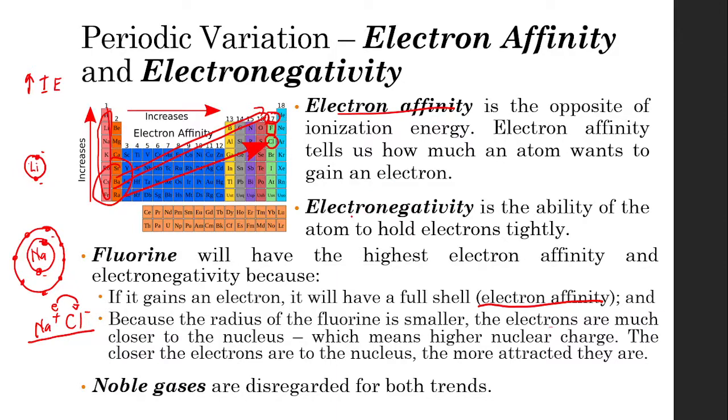And also, remember, for the radius after fluorine, the noble gases suddenly become a lot bigger because they're just much more stable. They're basically stable on their own. They do not have any electron affinity or electronegativity. So noble gases for electron affinity and electronegativity are usually disregarded.